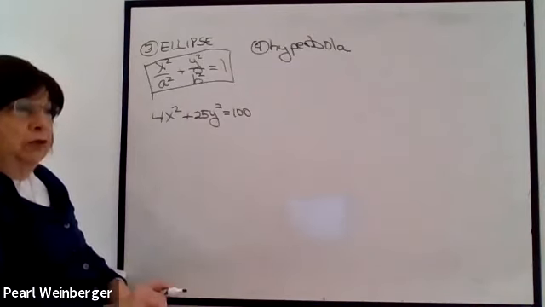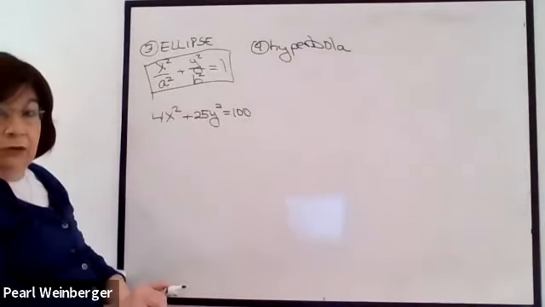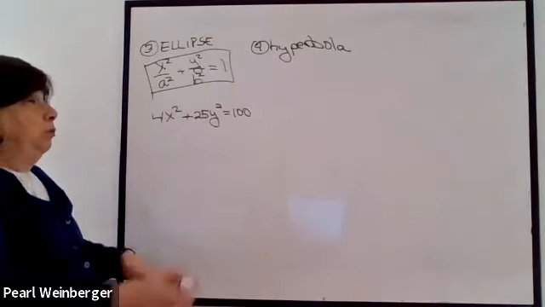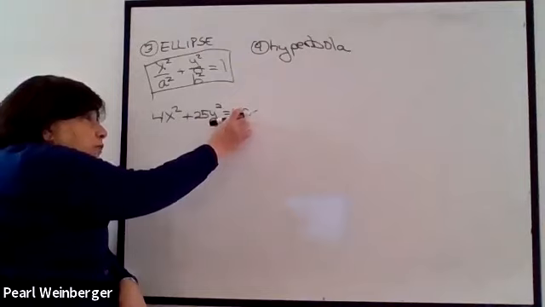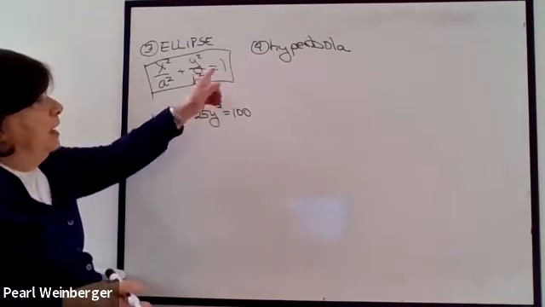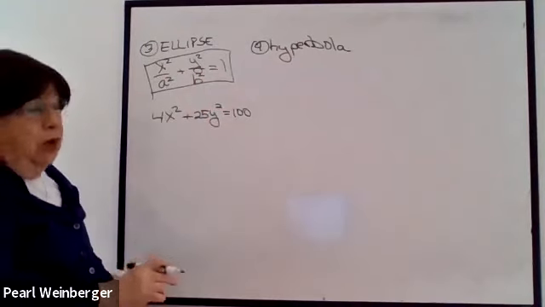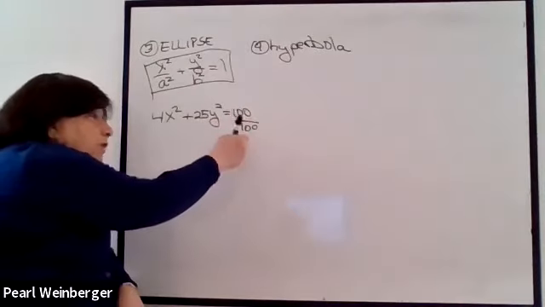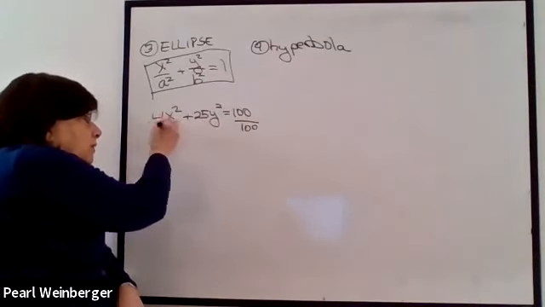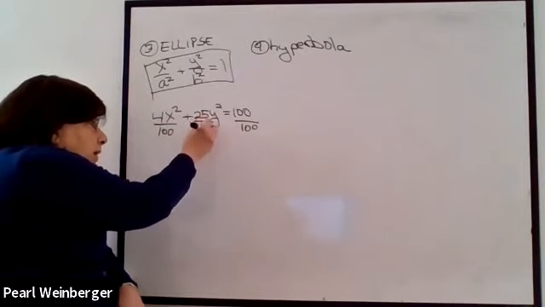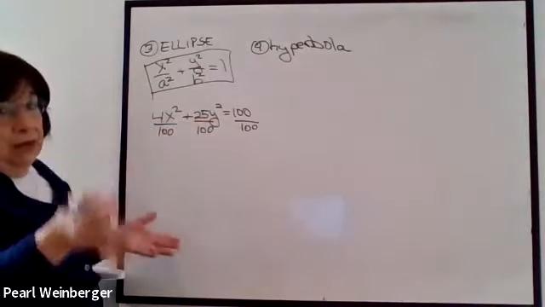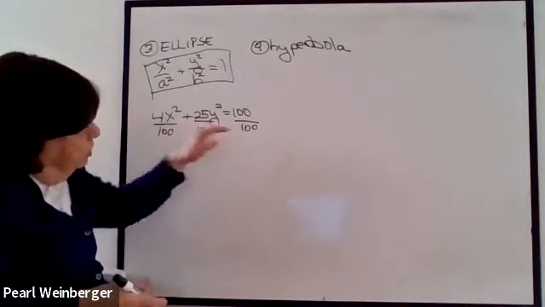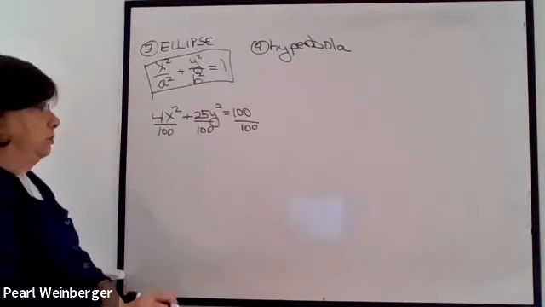Before we go to graph it, we would like to put this in standard format. Well, the way we put it in standard format is we look at the number on the other side. The number on the other side is 100, but I really want the number to be 1. So I have to divide this by 100. But of course, if I divide this side by 100, I have to divide every term by 100 to maintain my balance. I'm dividing the whole equation through by 100.